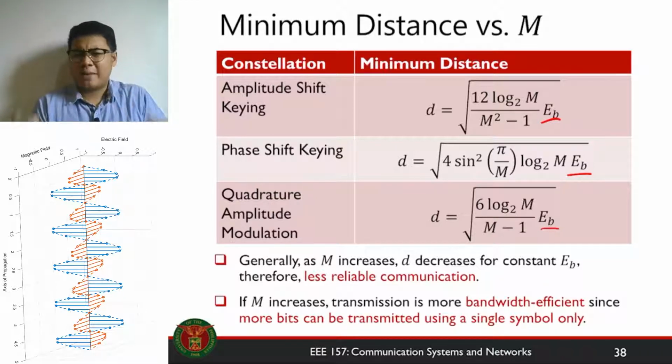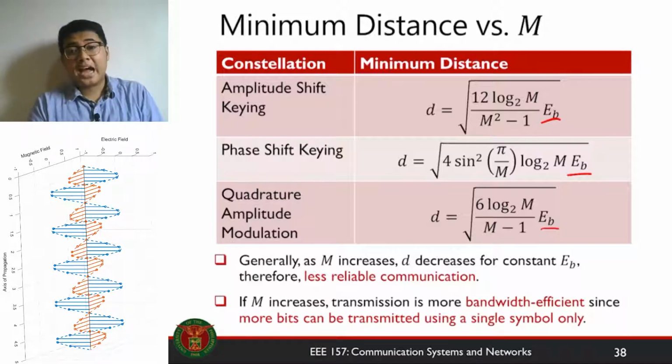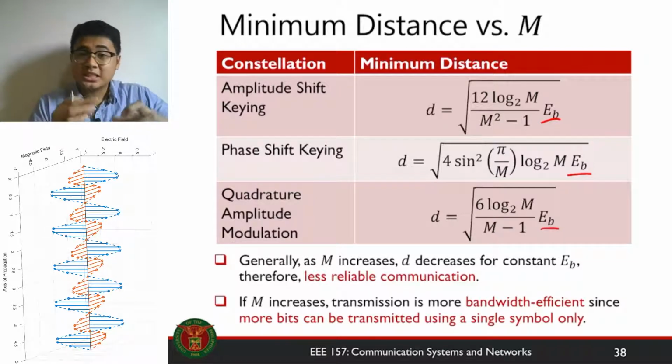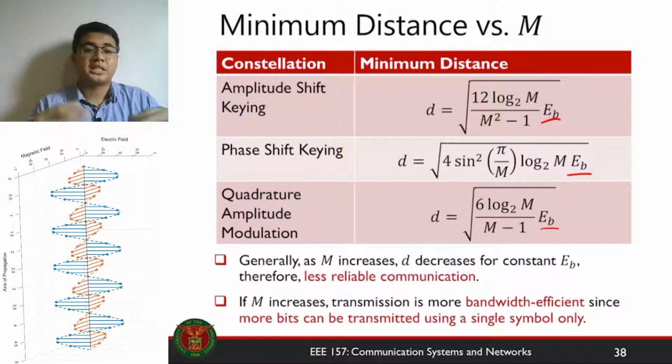So, if M increases, well, what's the trade-off? So if that happens, why don't we just reduce M? But if we increase M, we're having a larger bandwidth efficiency in the communication. Why? Because if you transmit more bits per symbol, maintaining the same symbol rate, you maintain the bandwidth of your transmission.